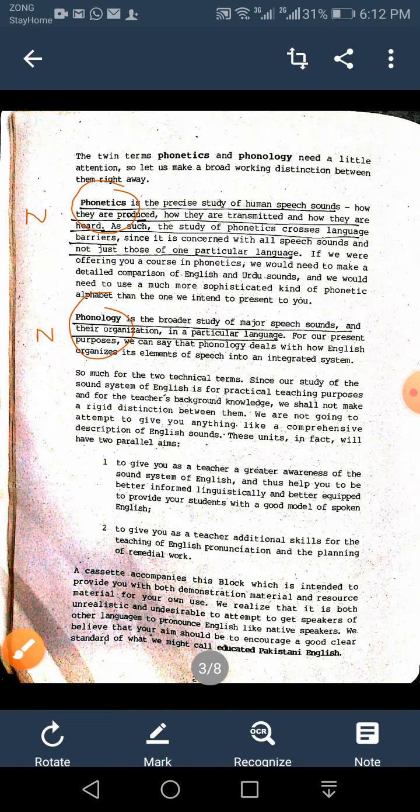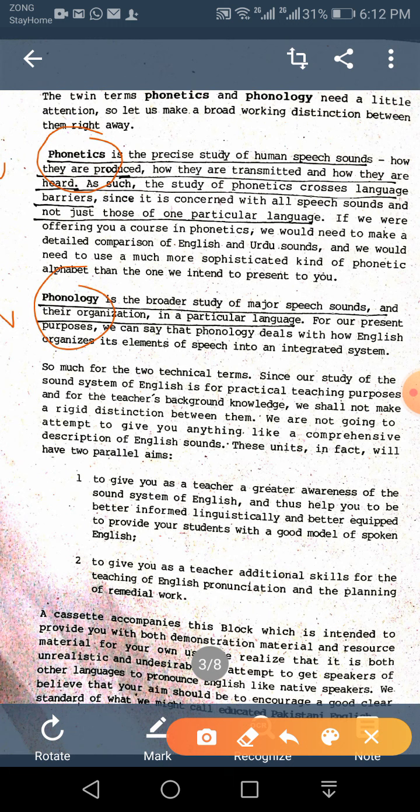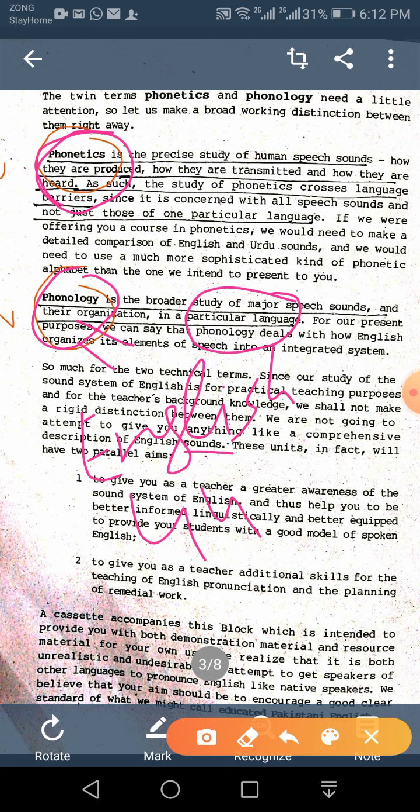Okay, now if phonetics has three branches, phonology also has three branches. Although phonology does not have branches, what is phonology? It is a precise study of speech sounds in a particular language. So the word particular has to be mentioned here. We are going to take one language. Let's say right now I'm recording my lecture for English phonology. So only English speech sounds will be discussed.